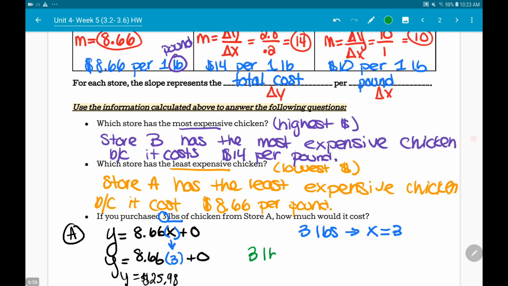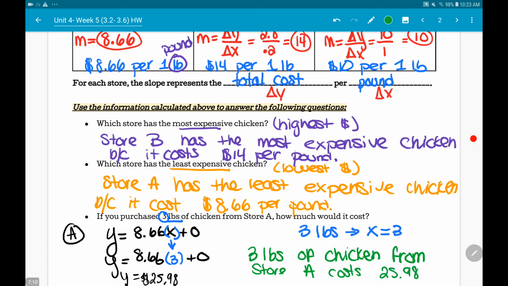So let's write a conclusion sentence. Three pounds of chicken from store A costs $25.98. Now you can do that for any of your store B and store C as well, as long as you make an equation and substitute.